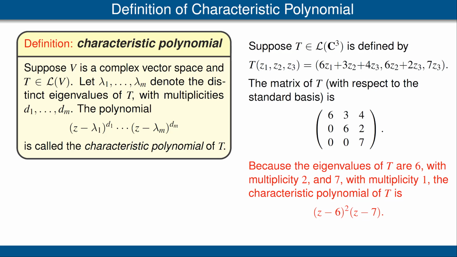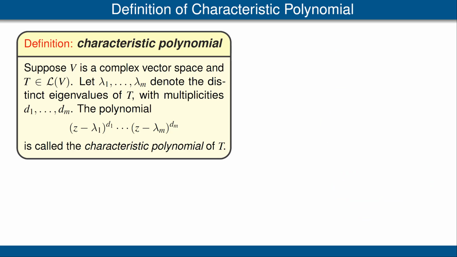Note that this definition of characteristic polynomial only applies for complex vector spaces. On real vector spaces, we have operators that have no eigenvalues. Thus, we need another definition of the characteristic polynomial for real vector spaces. We will get to that in a future video. Let's wipe away this example so we have room to display some easy consequences of the definition.